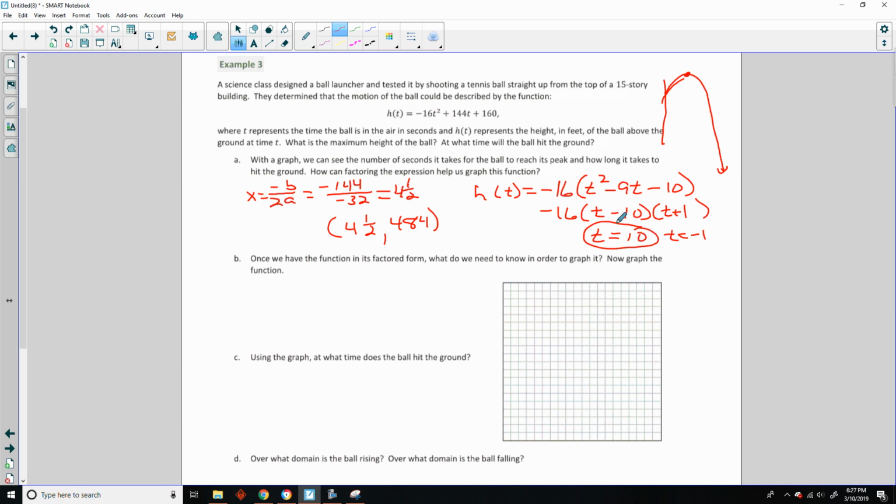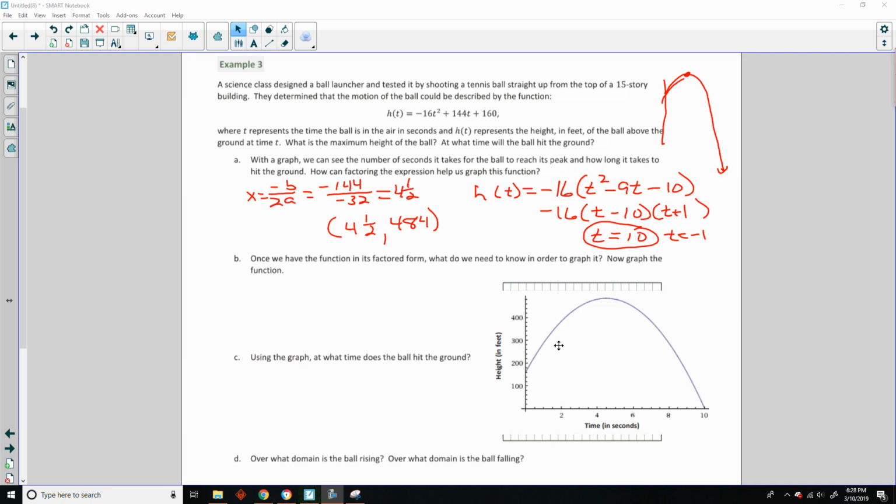So once we have the function in its factored form, what do we need to know in order to graph it? We need to know the zeros, and we need to know the vertex.